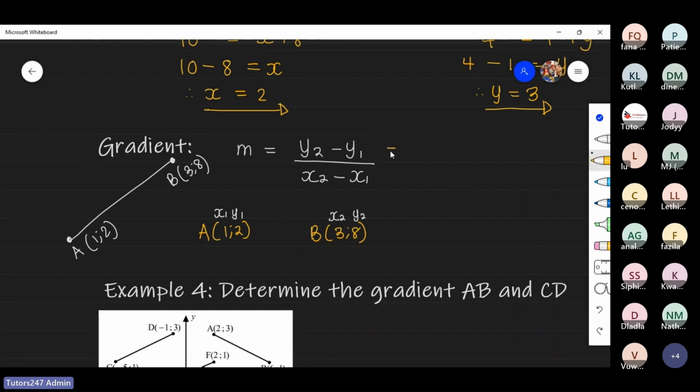From there, I can now substitute. My y2 value is 8. My y1 value is 2. My x2 value is 3, and my x1 value is 1. So I can put that into my calculator. I'll open up a fraction. On top, I'll have 8 minus 2. At the bottom, I'll have 3 minus 1. And that gives me 3. So the gradient of line AB is equal to 3.